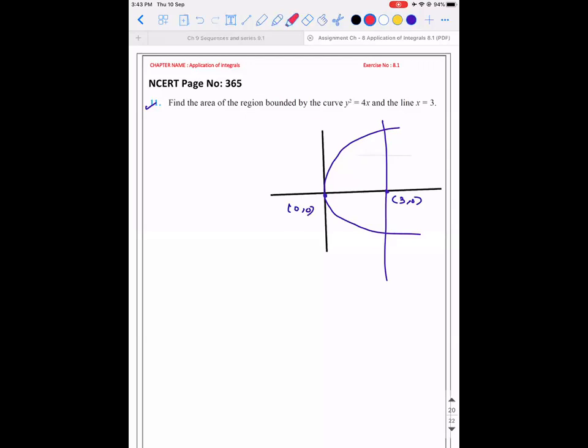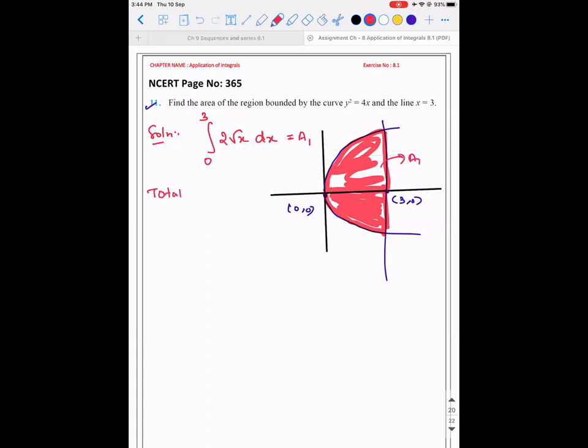So this region is what we need to find, right? How do you take the limits? Integral of 0 to 3. Tell me the right curve. 2 root x dx. So this is A1, half of the area.